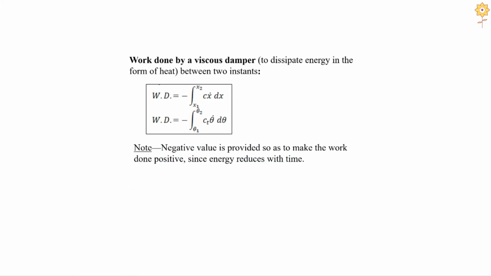Now we have the work done by a viscous damper to dissipate energy in the form of heat between two instants. The piston is moving relatively with respect to the cylinder between two positions, and between these two positions, what is the energy dissipated to the surroundings in the form of heat? That is what we are writing here. In short, work done by viscous damper is equal to the integral between the limits x1 to x2 of the damping force c x dot, multiplied by the incremental distance covered by the piston with respect to the cylinder.